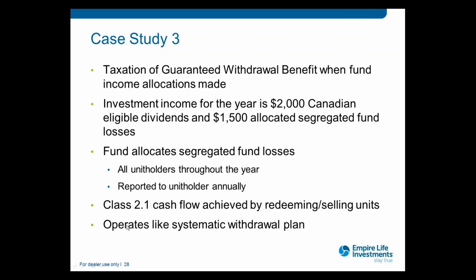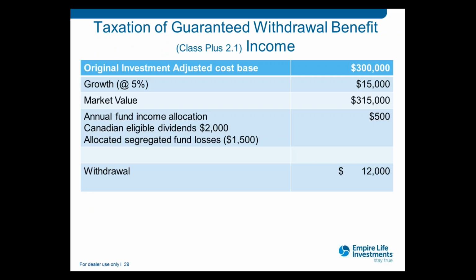Again, the fund allocates the segregated fund losses to all unit holders throughout the year. It's reported to the unit holder annually, and the cash flow from the guaranteed withdrawal benefit plan is achieved by redeeming or selling units, again operating like a systematic withdrawal plan. So the growth still is 5%. The client's going to get a statement saying your starting balance is $300,000 at the end of the previous year, and at the end of the year we're talking about, your fund value now is $315,000. In this particular year, there was an annual fund income allocation of current eligible dividends of $2,000 and allocated segregated fund losses of $1,500, representing an income allocation of $500. Withdrawal again is the same $12,000.